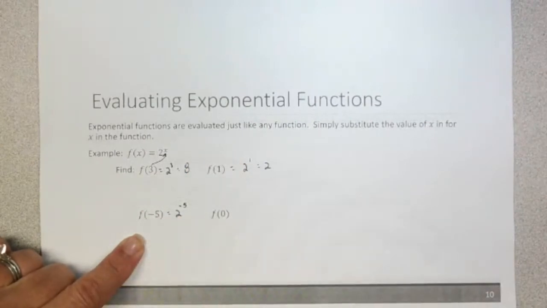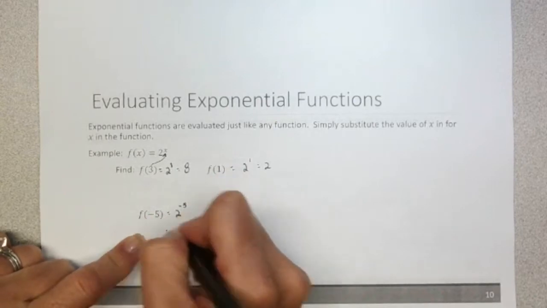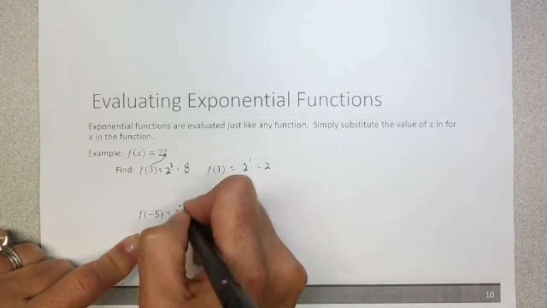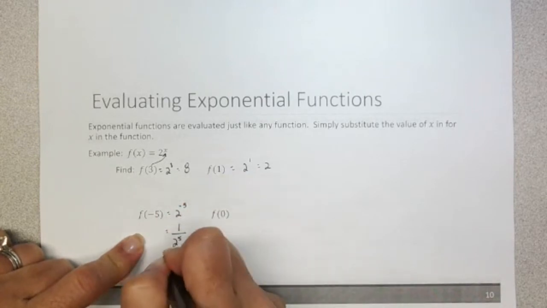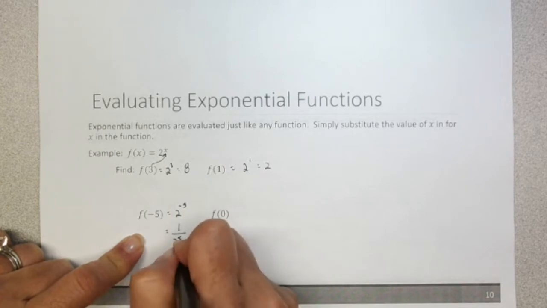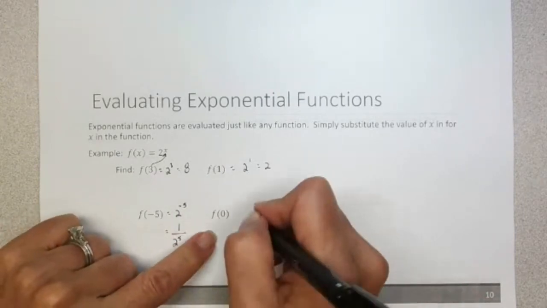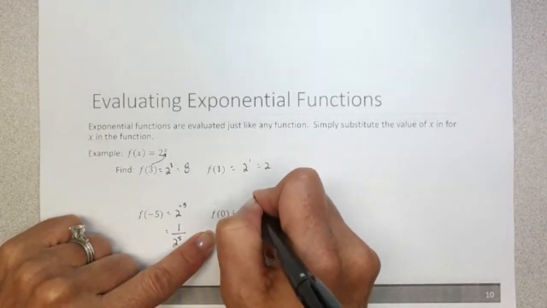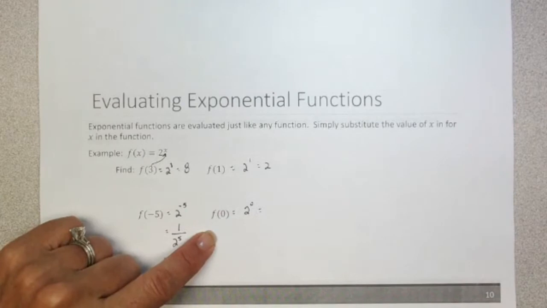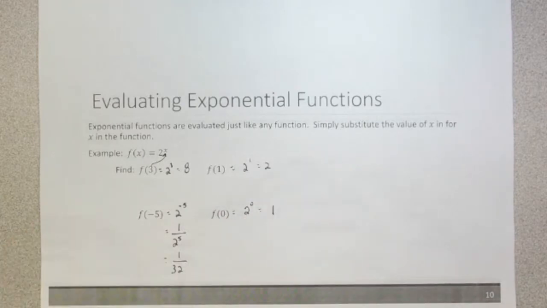And we can't evaluate negative exponents, so we need to change that exponent to positive by rewriting 2 to the negative fifth power as 1 over 2 to the fifth power. And then, of course, 1 over 2 to the fifth power is 1 over 32. Okay. F of 0, that'd be 2 to the 0 power. By the 0 exponent rule, anything raised to the 0 power will evaluate to 1.